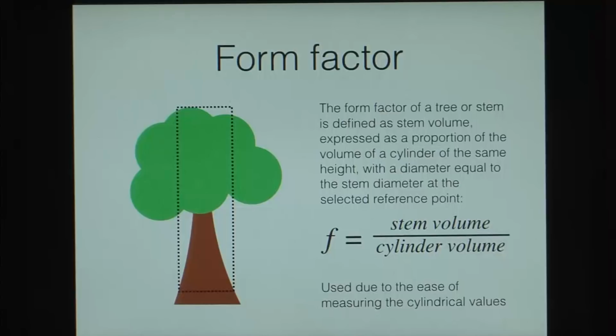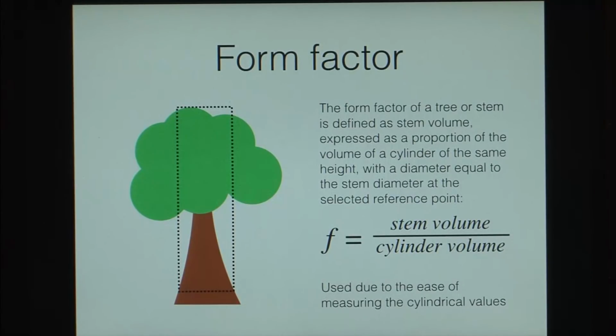So, basically the form factor of a tree or stem is defined as the stem volume expressed as a proportion of the volume of a cylinder of the same height and with a diameter equal to the stem diameter at the selected reference point.